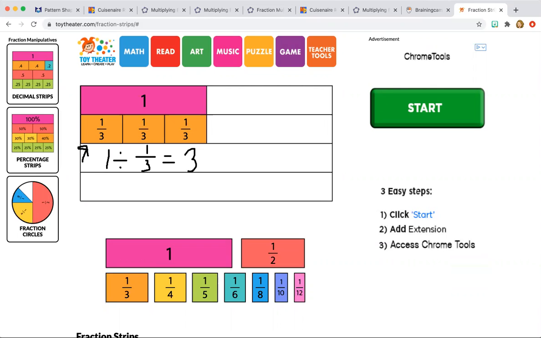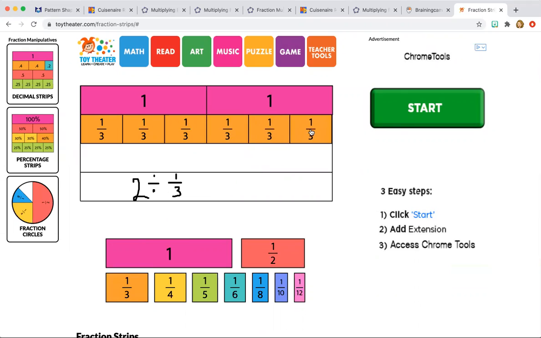And likewise, if we wanted to think about two wholes, so we have 2 divided by 1/3. We can think about it as how many 1/3 pieces fit into 2, right? If 3 fit into 1, then 6 fit into 2. And if we did 1 divided by 1/3 is 3. So if we keep going, what's 3 divided by 1/3?